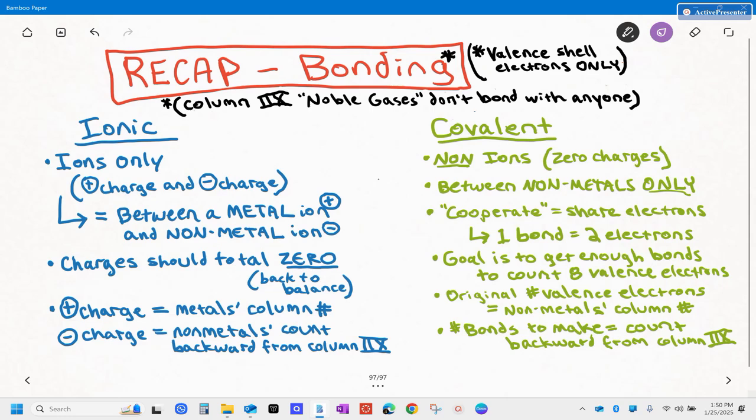Okay, so just real quick, to recap on bonding, for both ionic and covalent bonding, we are only talking about the valence shell electrons. Whatever other electrons are in the orbitals closer to the nucleus do not matter. You could have 2 electrons, you could have 1 million electrons closer to the nucleus, but we are only concerned with those 1 to 8 electrons in the valence shell of each of these elements. That's where all the activity takes place in chemistry. So you don't need to worry about how many electrons an element has. You only need to worry about how many valence electrons an element has.